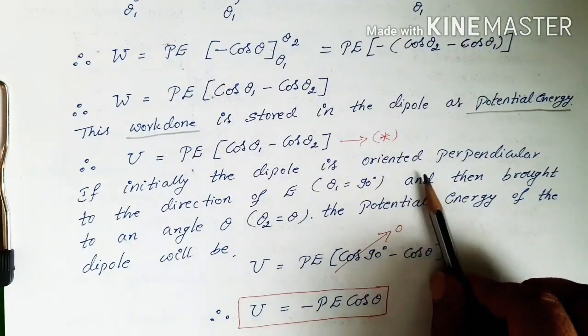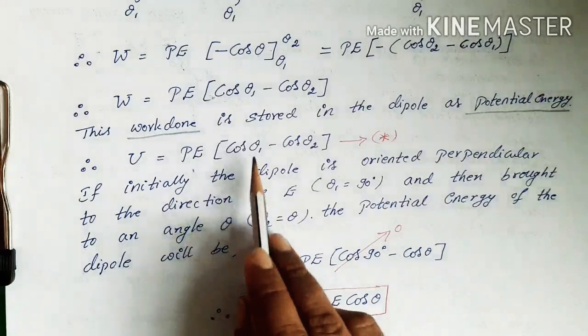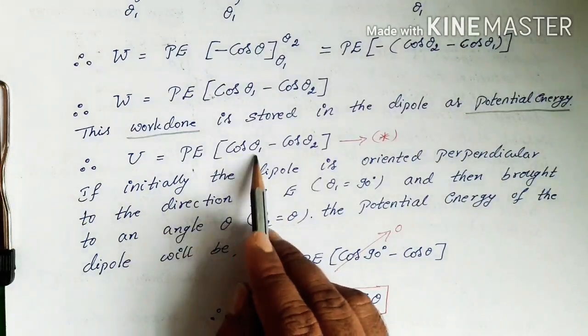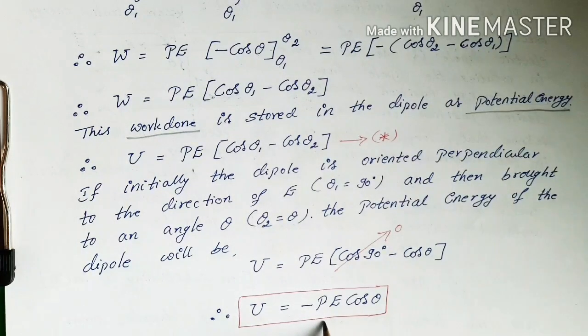This is the case when the dipole stands exactly vertical initially, and it may rotate and stop at any other angle finally. Then we can use this formula. If the initial angle is not 90 degree, then we should use the previous formula. If the initial angle is 90 degree, then we can use this formula: U is equal to minus PE cos theta.